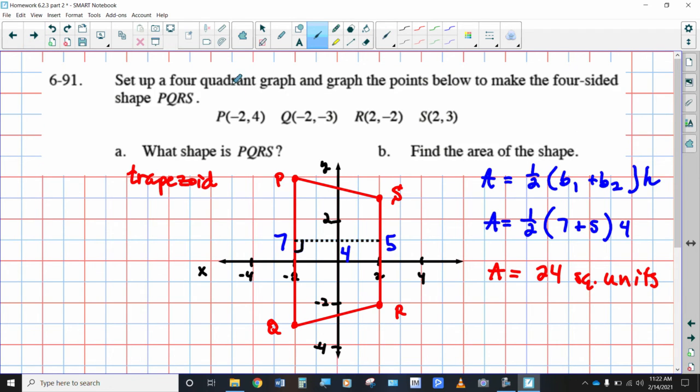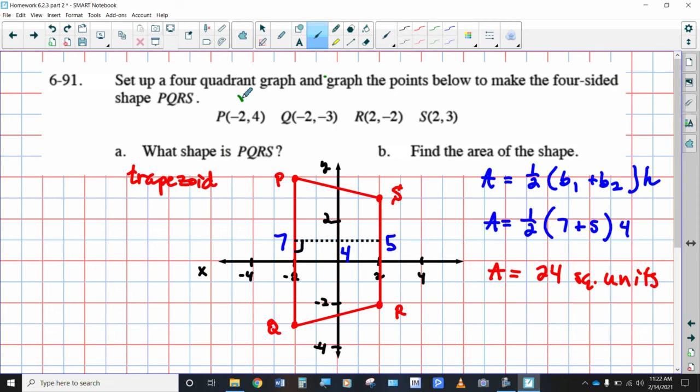All right, set up a pair, or four, not a pair. Set up a 4-quadrant graph. Set up a coordinate grid, a 4-quadrant graph, and graph the points below to make a 4-sided shape. So P is at -2, 4. Q is at -2, negative. Is that right? Oh, yes. -2, -3 is right there.